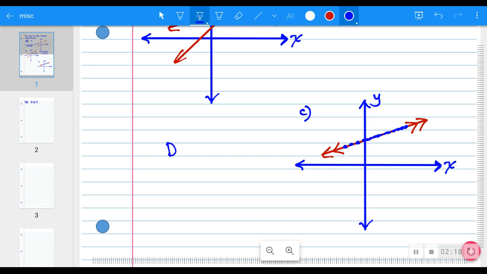It's called a dependent system. Dependent, and it has infinitely many solutions. So if you were solving this algebraically, you'd end up with a statement that's always true, such as 0 plus 0 equals 0. That'd be a common version. Or 6 equals 6. Okay.